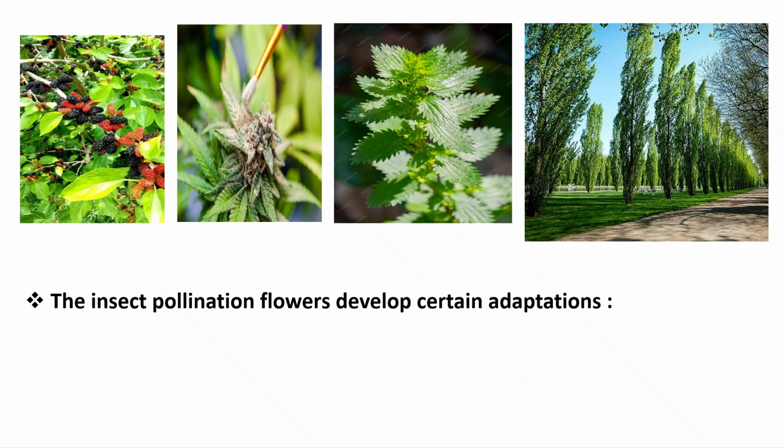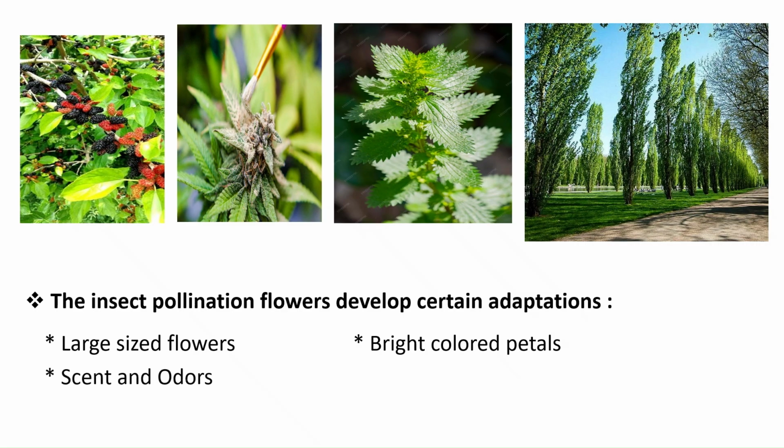The insect-pollinated flowers develop certain adaptations. They are: 1. Large-sized flowers. 2. Bright-colored petals. 3. Scent and odors. 4. Edible pollen. 5. Nectar in special glands. Let's see the examples of various agents of pollination.